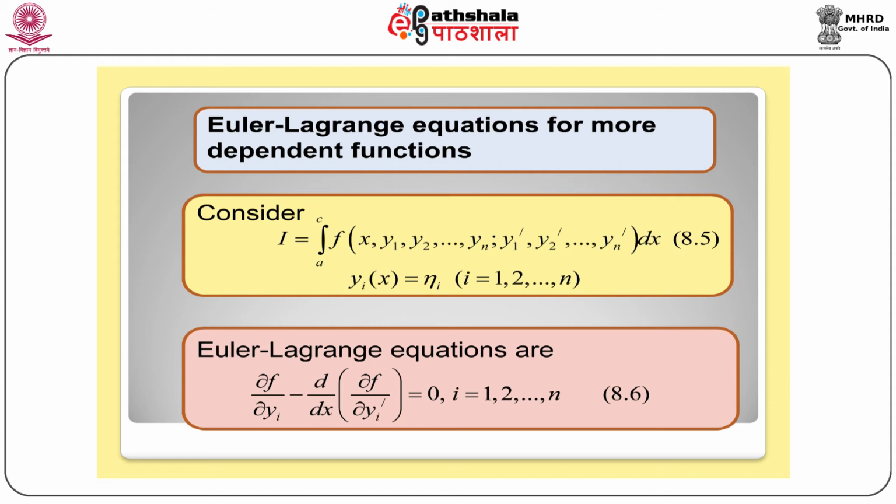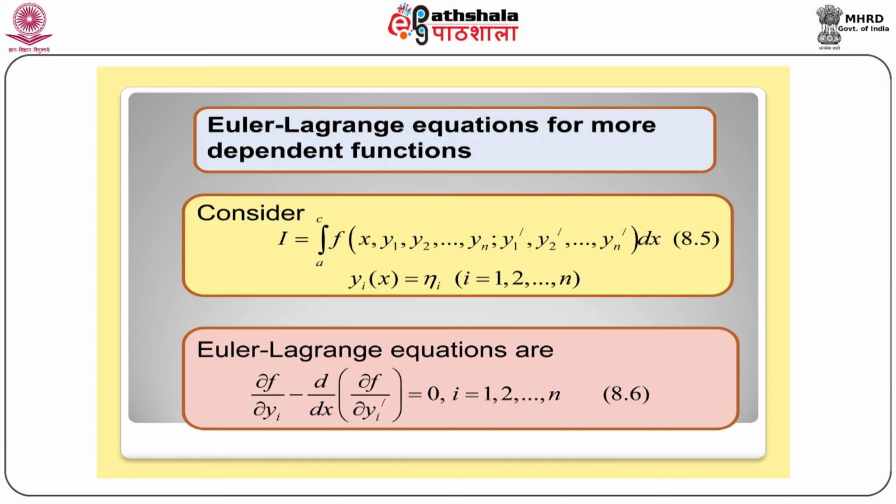In this case, we have n number of Euler-Lagrange equations, which are given by this equation, that is del yi of f minus d dx of del yi dash of f equal to 0. Here y dash means d dx operated on y.